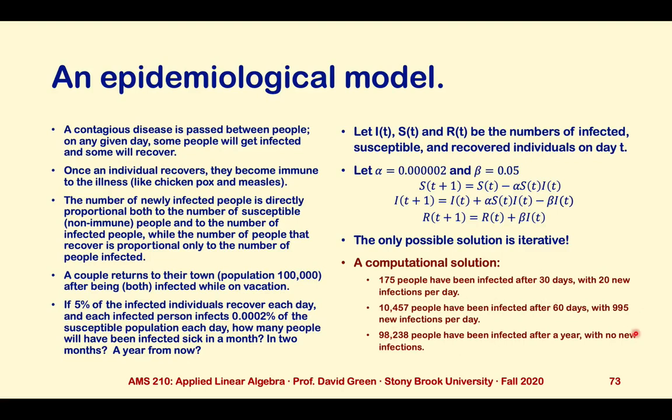And by a year, actually, the disease has swept through almost the entire population. 98,000 people have been infected, and there's no new infections. So given these parameters, actually the course of an infection through a population leads to 98% of the people getting the illness. About 2,000 people don't, right? A little bit less than 2,000 people just never get it, because herd immunity kicks in for those last few people.